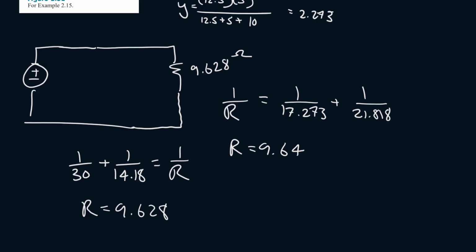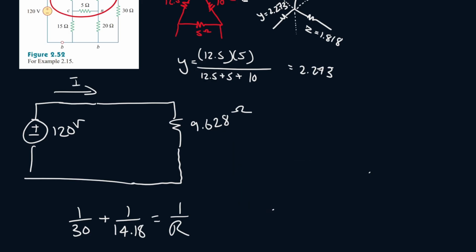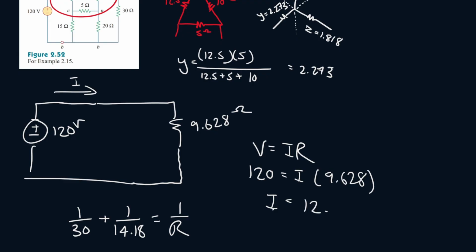And then let's include that voltage source. Now we can find this current. We know that V is equal to IR, voltage is 120, and resistor is 9.628. So I will be equal to 12.5 amps.